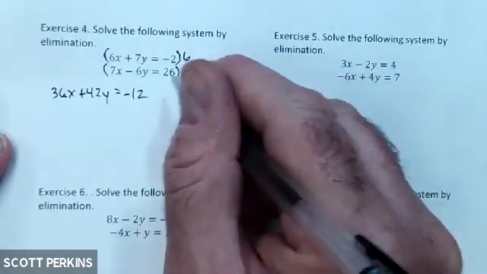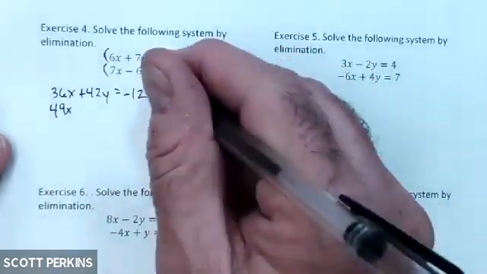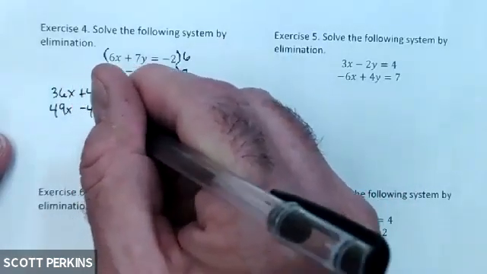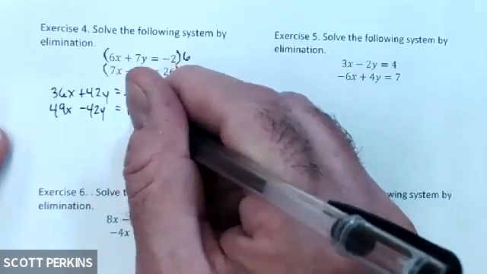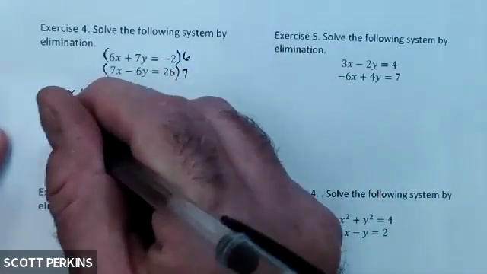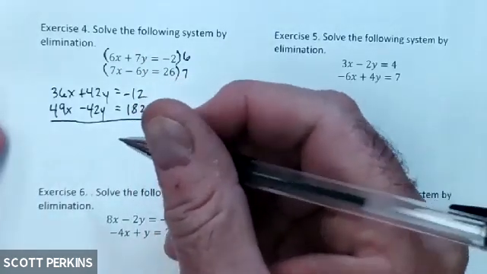Bottom equation, 7 times 7 is 49x. 7 times negative 6 is negative 42y, and then 7 times 26, what is that, 182? Thank you for verifying that for me. My math is always sketchy first thing in the morning.